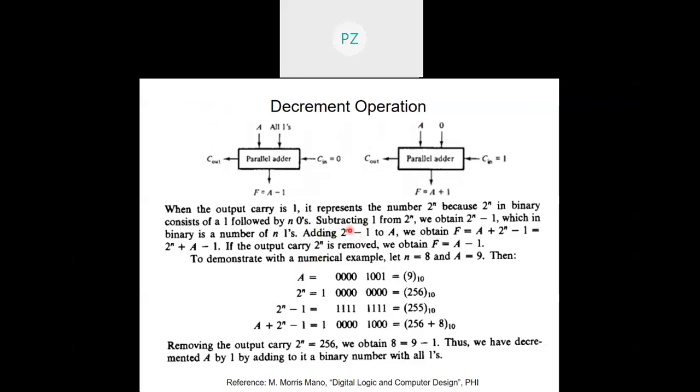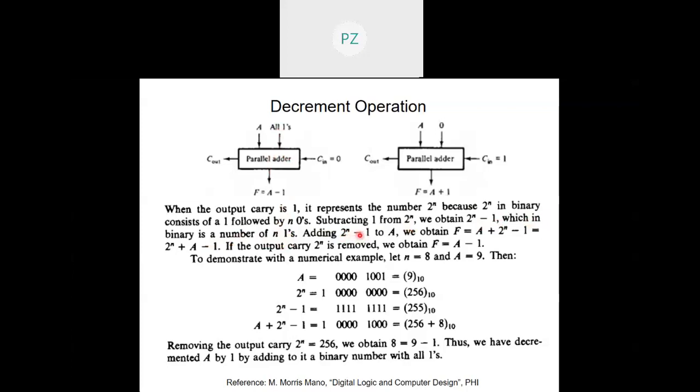Adding 2 to the power n minus 1 to a. So all ones, what does it mean? All ones means 2^n minus 1, if it is an n-bit parallel adder, right? That is what we have shown here. 2^n in binary consists of a 1 followed by n zeros. Subtracting 1 from 2^n, we obtain 2^n minus 1, which in binary is a number of n ones, right? All ones means n ones, which is 2^n minus 1.